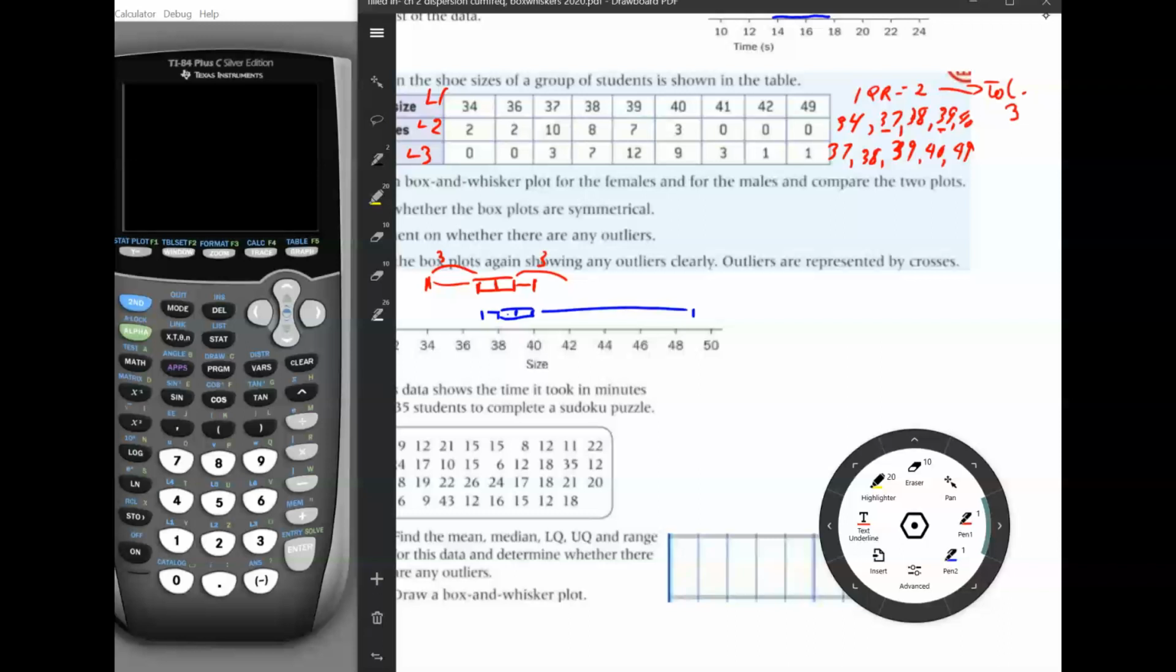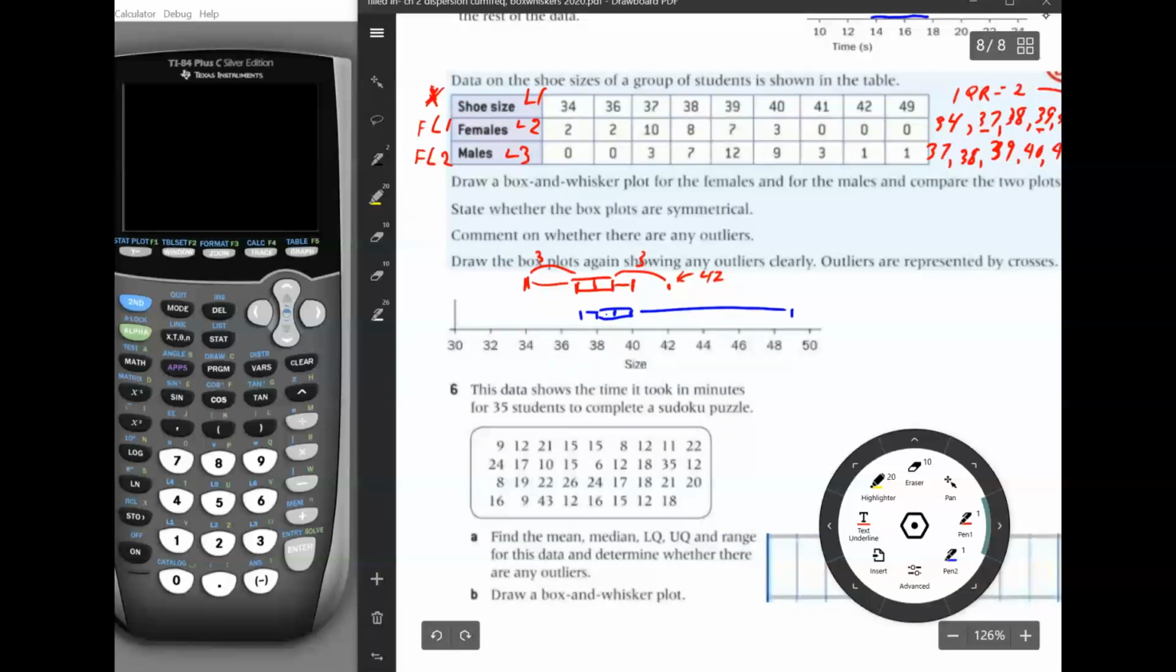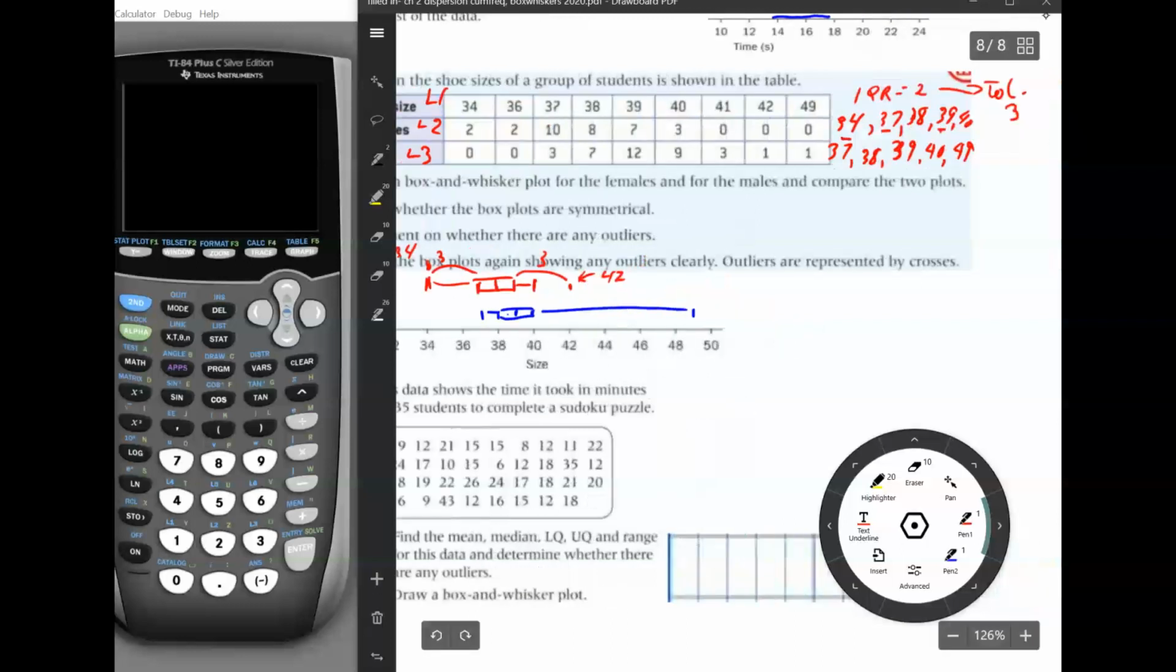So let's see, for the red distribution, the upper limit for the tolerance is going to be 39 plus 3, which is 42. And the lower boundary for tolerance is going to be 37 minus 3, which is 34. So are there data points that are smaller than 34 or greater than 42? Not smaller than 34, because 34 is the smallest. Not larger than 42, because 40 is the largest.